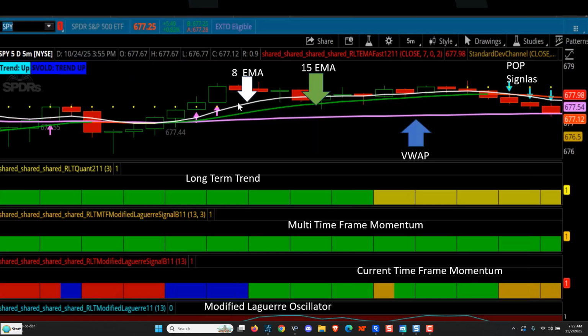Everything else here is pretty much the same. These indicators are the same as they were. This is actually the indicator itself, the modified Laguerre. This is an oscillator that has the divergence stripped out. This only shows real momentum. So this is what the charts look like when we look at the software. I'm going to go to a live chart here a little bit later and show you exactly what it looks like. But here's your VWAP, your 15, and your 8. This is how you intraday trade off of this kind of information.